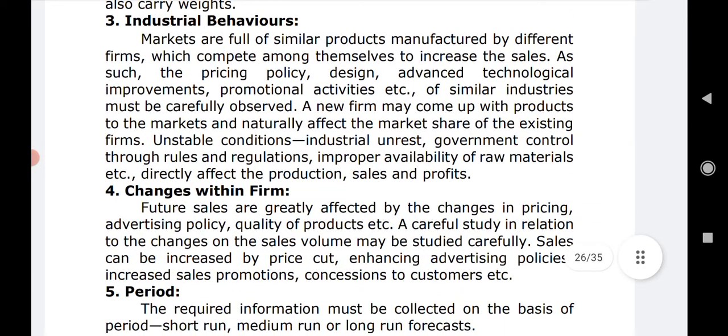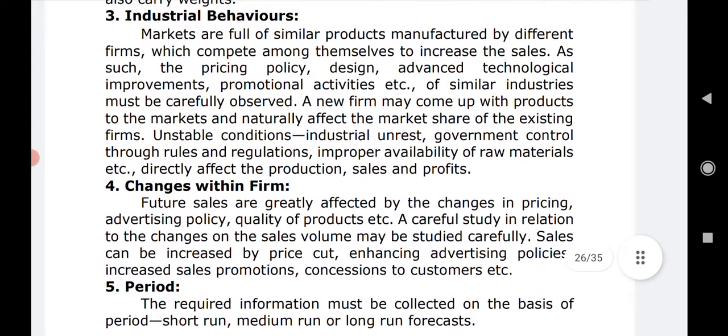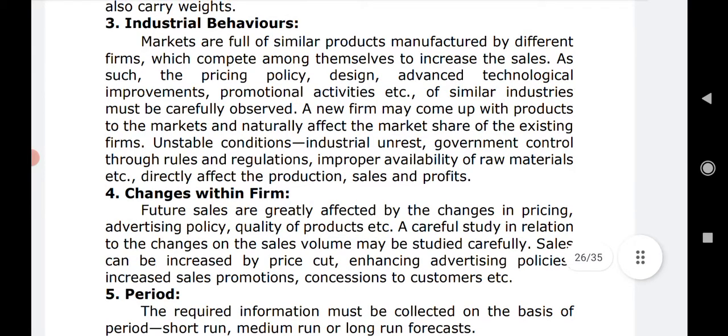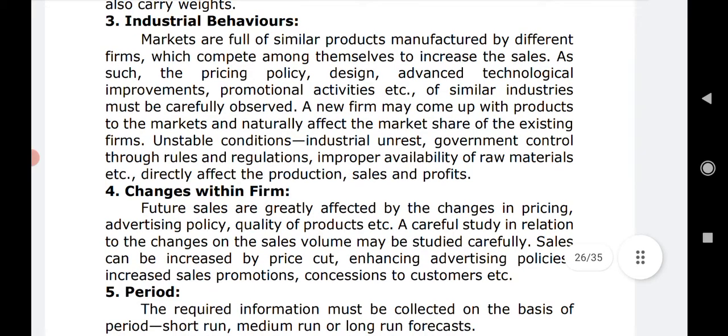Next comes up is industrial behavior. How does this determinant work? See, markets are full of similar products manufactured by different firms. We know that, right? They compete among themselves to increase their sales. As such, the pricing policy, design, technological improvements, promotional activities, etc. of the similar industries must thus be carefully observed. A new firm may come up with products to the markets and it may affect the market share of the existing firm. So it is very important to study the industrial behavior.